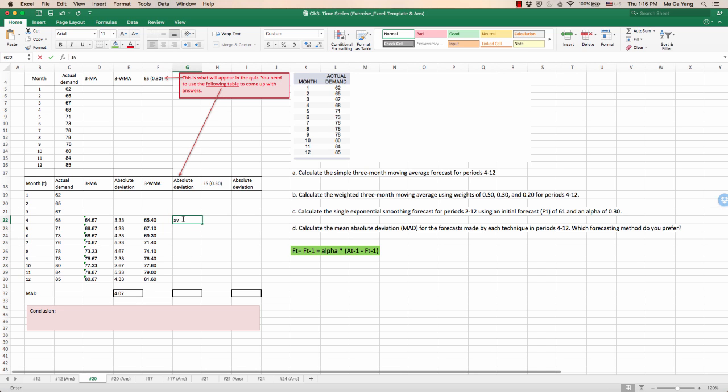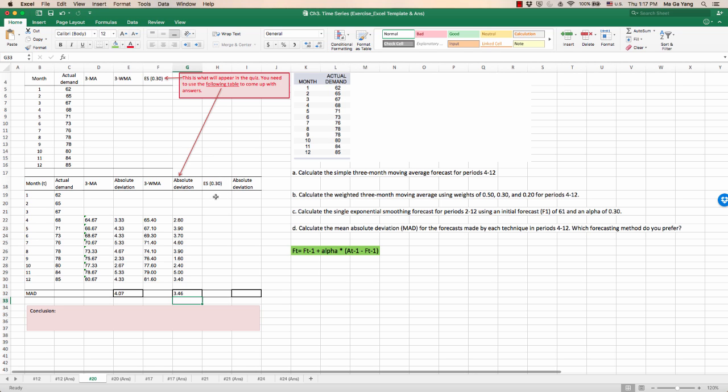Then taking the absolute value of the deviation between actual demands and forecast value. Then you copy the formula. Then you can take the average value of the absolute deviation. Compare these two methods. The 3 months weighted moving average generates the smaller MAD, which is the better method because that contains the smaller forecasting error.